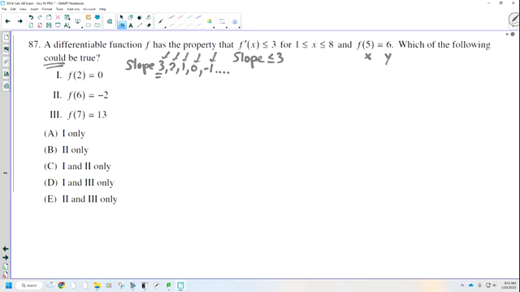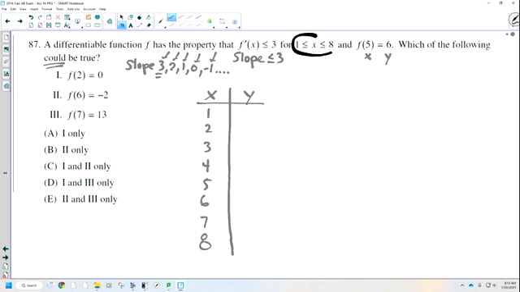So let's start with a little table here, x and y. The only thing we know on this table is, we got 1, 2, 3, 4, 5, 6, 7, and 8. Why am I doing that? Because they're telling me x is between 1 and 8. And the only thing I know is that f of 5 is 6. That's the only thing given to me.